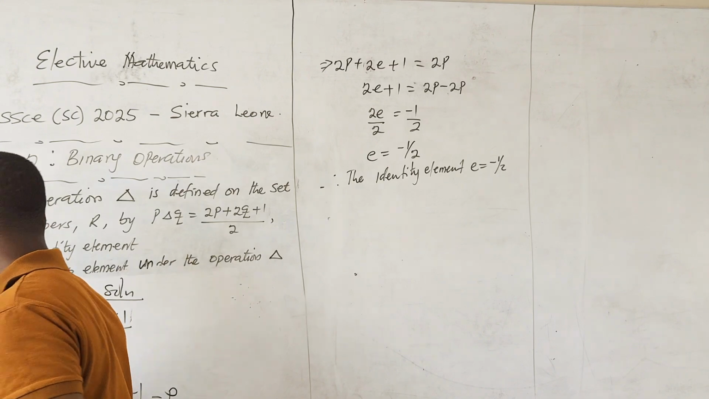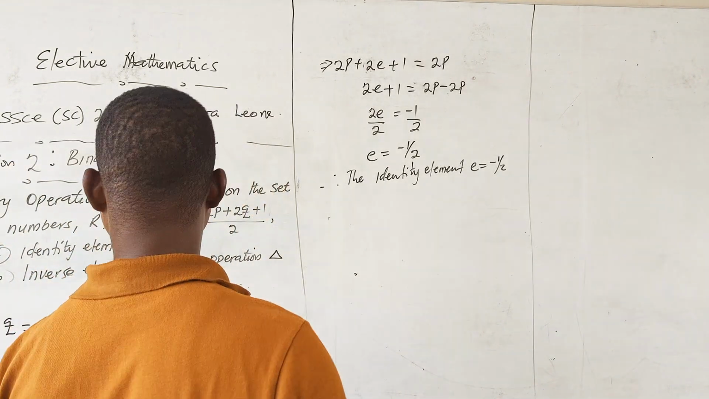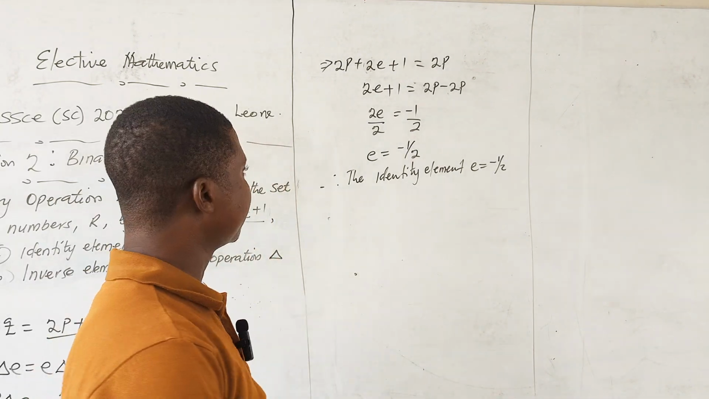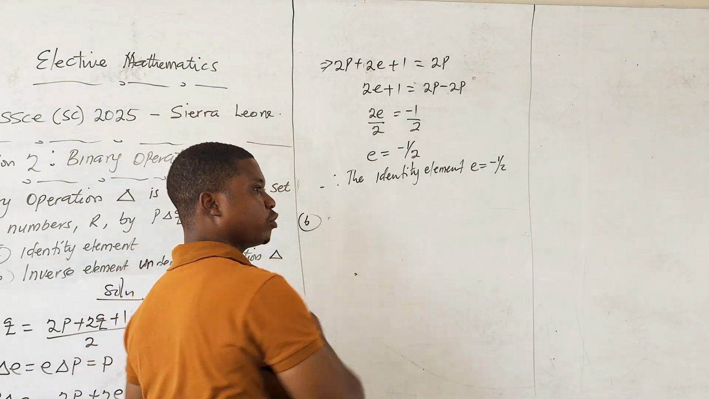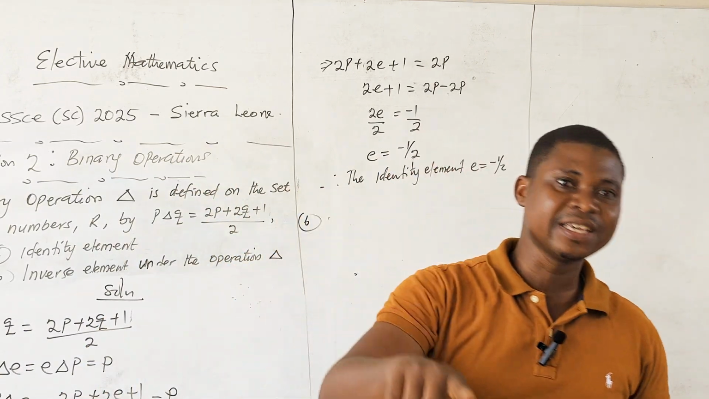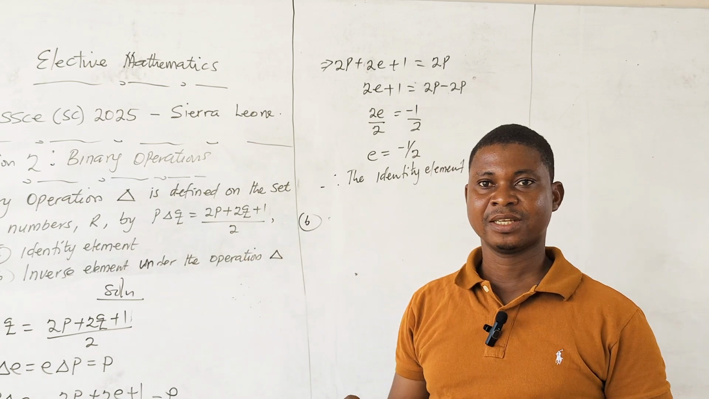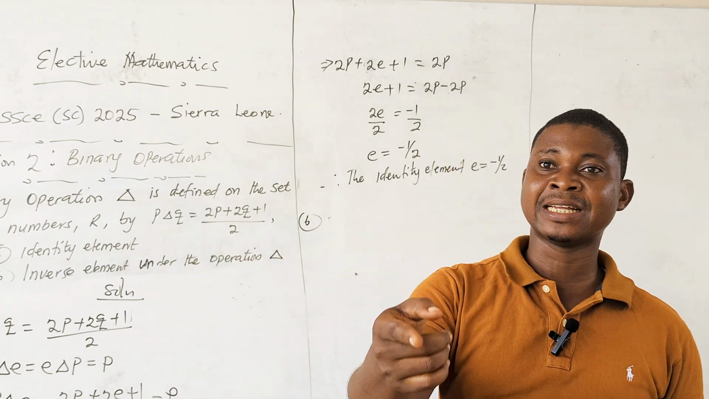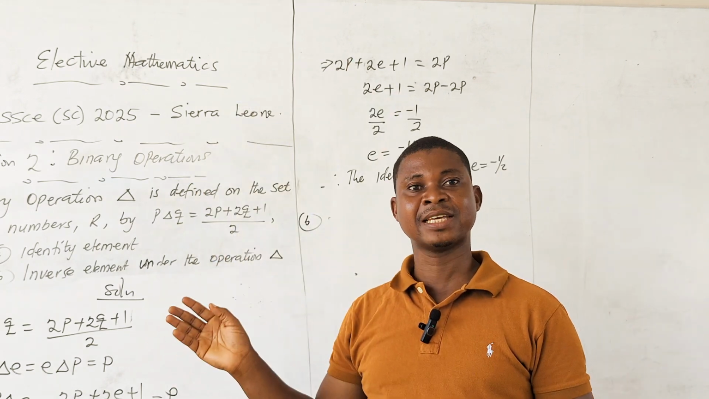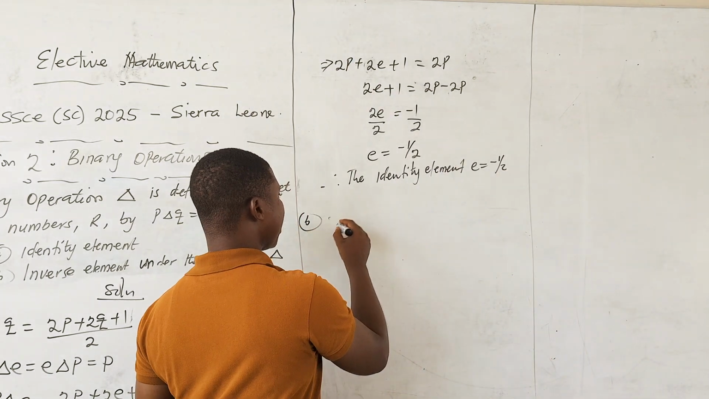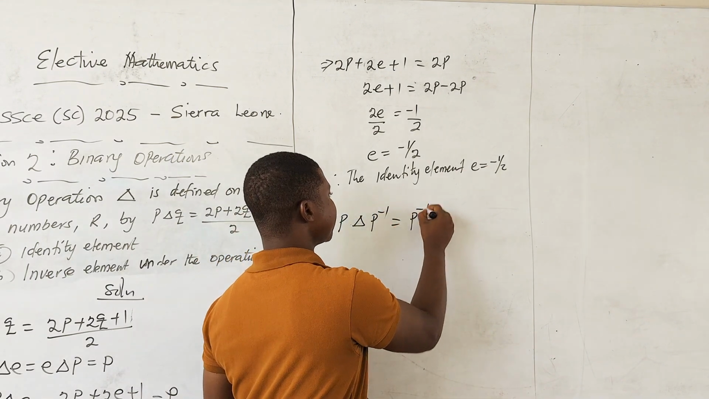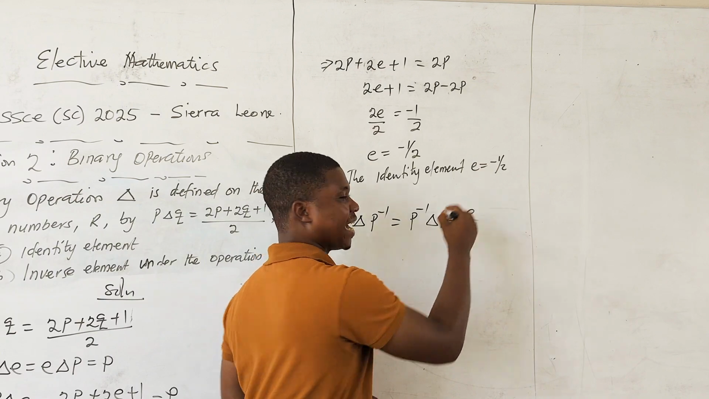The A part. Now, when you go to the B, it is asking us to find the inverse under the operation given. So with the B, when you talk of the inverse, when you operate any number on its inverse, you get the identity element. Or you operate the inverse on any other number, you get the same identity element. So when you have P operating on its inverse, which is the same as the inverse operating on P, should give you the identity element.